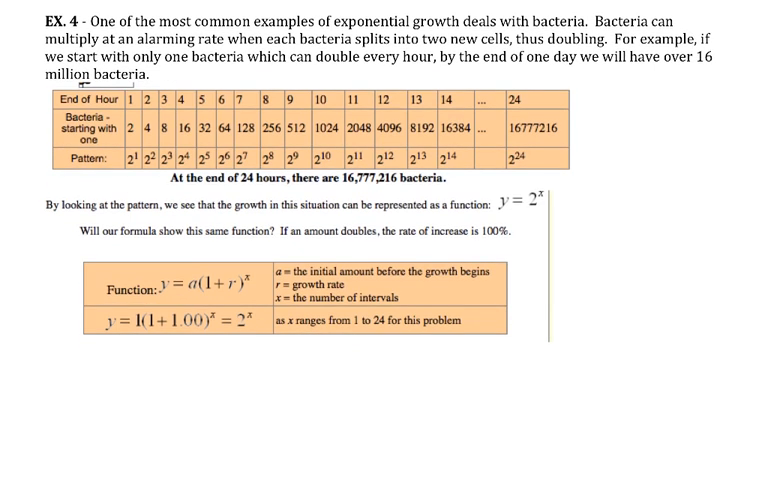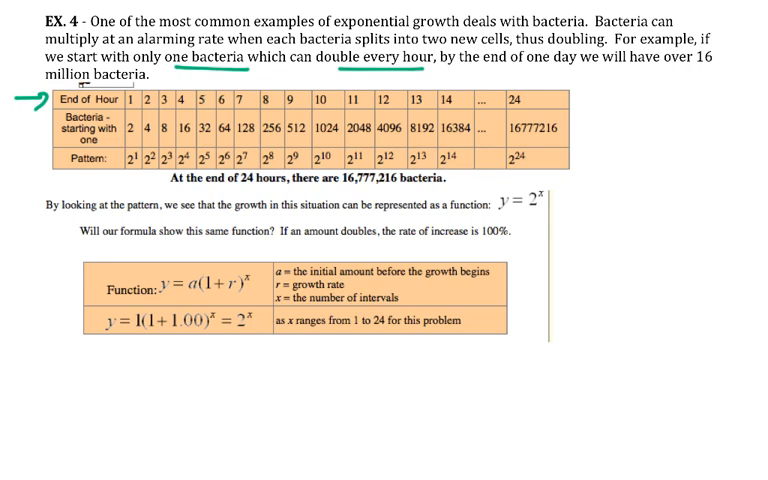Okay, final example here, example 4. One of the most common examples of exponential growth deals with bacteria. Bacteria can multiply at an alarming rate when each bacteria splits into 2 new cells, thus doubling. For example, if we start with only 1 bacteria, which can double every hour, by the end of the day we'll have 16 million bacteria. Gross. Okay, so here's a table of that.